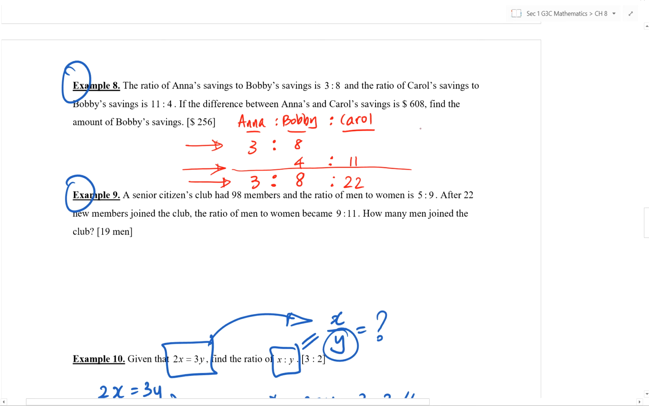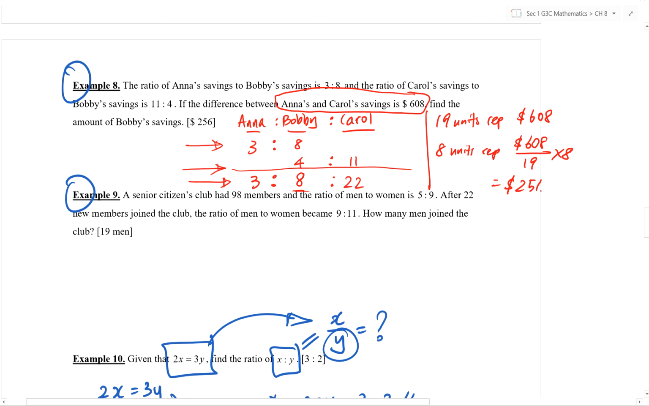Okay, so make use of the next line. The difference between Anna and Carol's savings is $608. How many units represents $608? 19. Okay, so 19 units represent 608. Find the amount of Bobby's savings. So Bobby will have 8 units. 8 units represent 608 over 19 times 8. And we get 256.